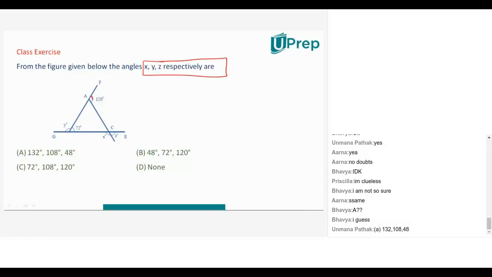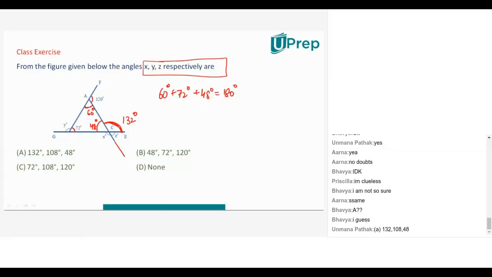Now if this is 48, these two form a linear pair. Another logic that I can use is vertically opposite angles are equal. So if this is 48, even this is 48. So angle Z is clearly 48 degrees. Now if this is 132, even this is 132 degrees. So x equals 132 degrees, or it forms a linear pair with 48 again. So we are getting 132.